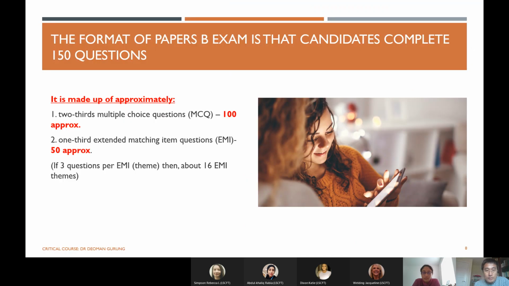So this is the thing that I was talking about. In MCQs, 100 will be single best answer questions, 50 will be EMI. In the EMI, there will be 16 EMIs. Out of the 16 EMIs, in one EMI, there will be a lot of options given, and there will be 3 questions. But make sure in the 3 questions, sometimes they will ask, choose one of the options, or 2 of the options, or 3 of the options.